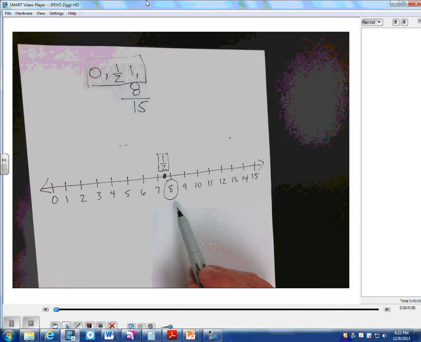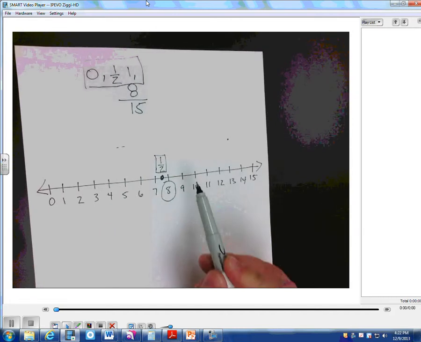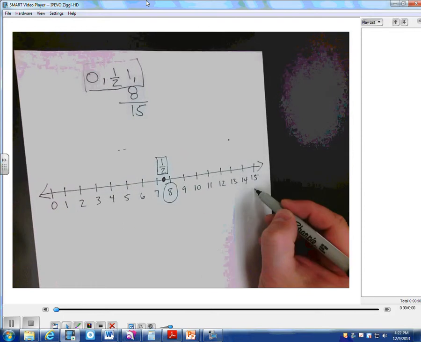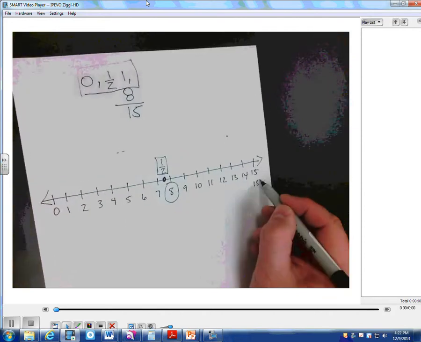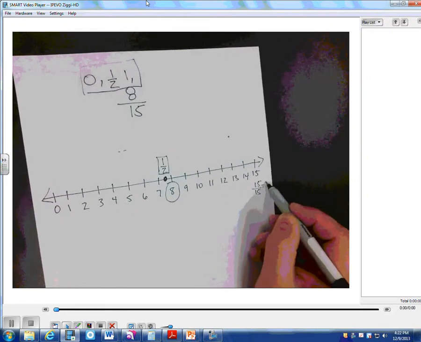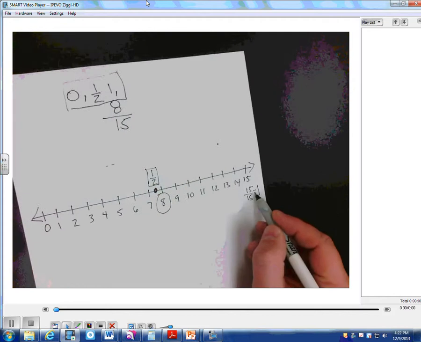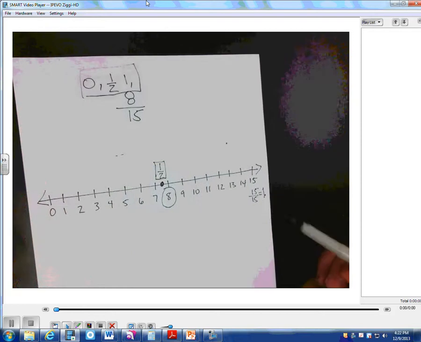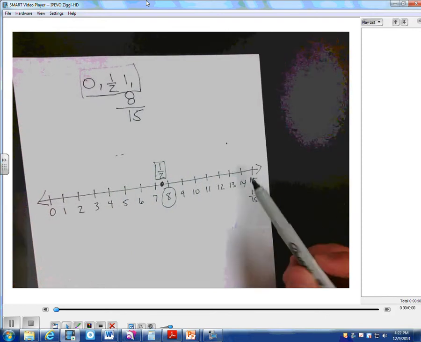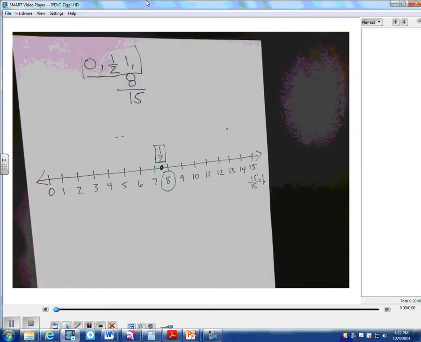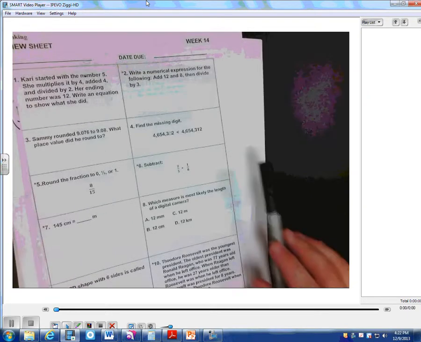Is that closer to 0? Is it closer to 1/2? Or is it closer to 1 whole, which would be the same thing as 15? Okay, because 15 out of 15 is 1 whole. Okay, so is it closer to 0, 1/2, or 1 whole? Okay, and that one you should be able to, just by looking at it, determine which one it is closest to. Okay, that's numbers 1 through 5 on the first side of week 14.